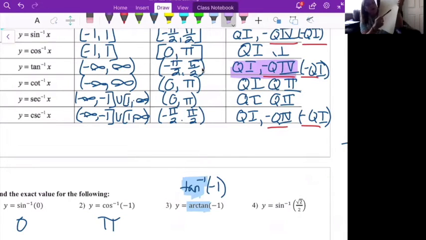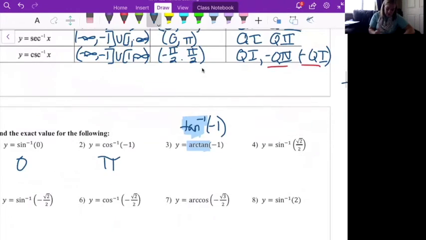And so if we look, tangent's positive in quadrant 1, so we look in quadrant 4, and that would be 7 pi/4. However, we don't want to write 7 pi/4 because that's not between negative pi over 2 and pi over 2. So instead, this is going to be negative pi over 4.